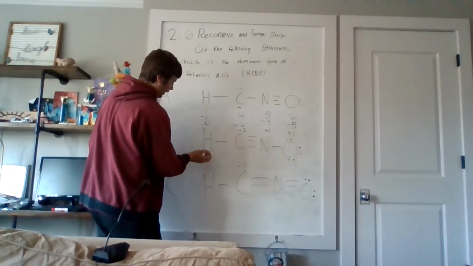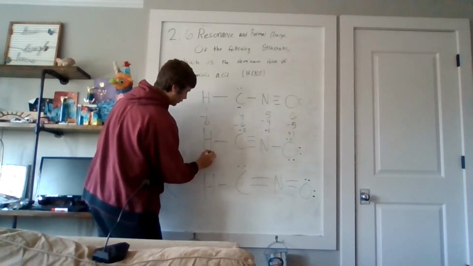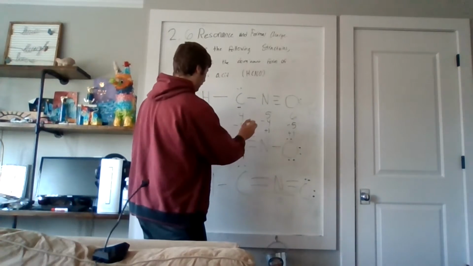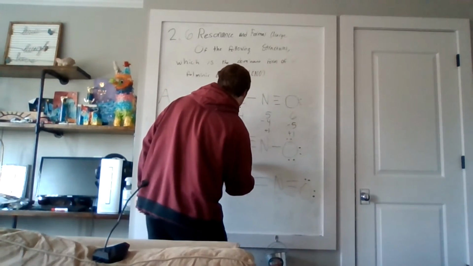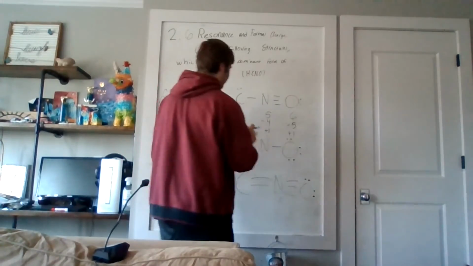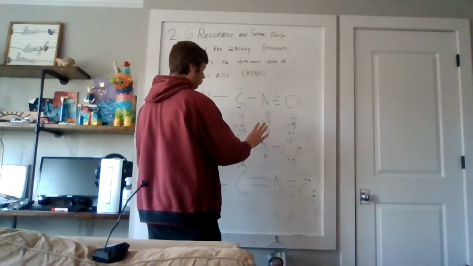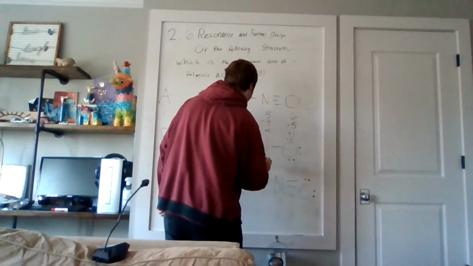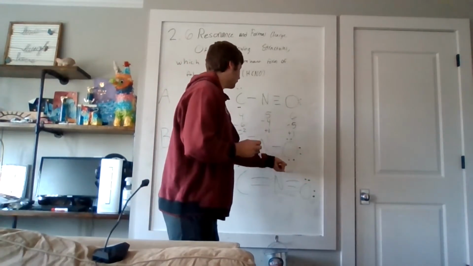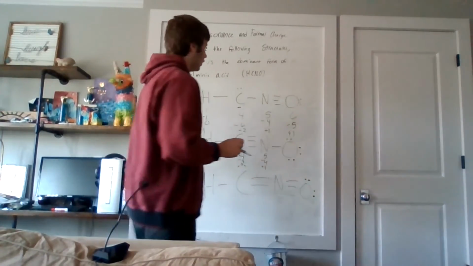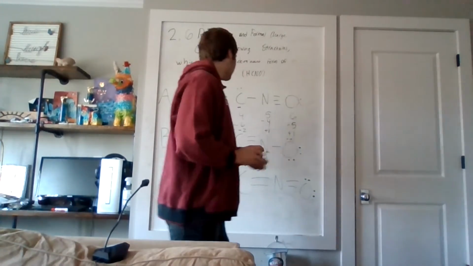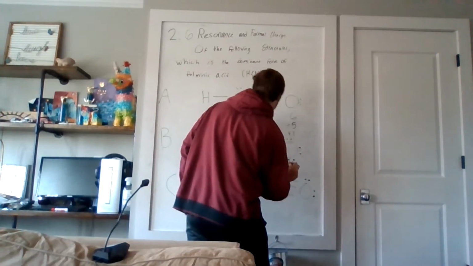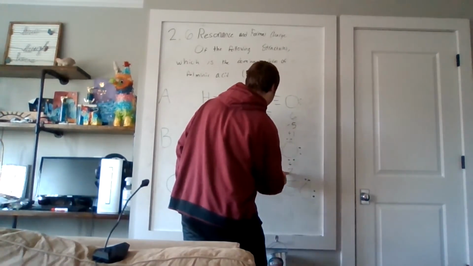So again, hydrogen has 1 bond, so we subtract 1, it's 0. Carbon has 4 bonds, we subtract 4, it has a formal charge of 0. Nitrogen has 5, has 4 bonds, we subtract 4, it has a charge of +1. Oxygen has 6 electrons and 1 bond, so we subtract 7 from 6 and we get -1. Cool.